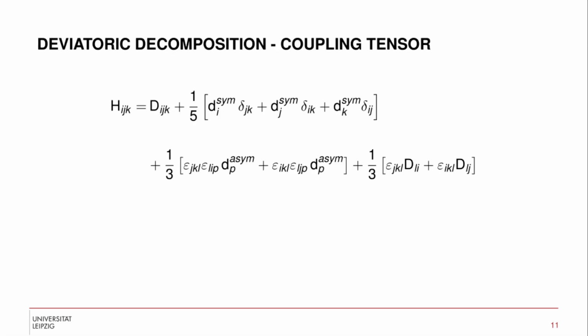And this is what the decomposition looks like for the coupling tensor. We have the asymmetric part with a deviator of second order and a deviator of first order, and we have the symmetric part with a deviator of third order and a deviator of first order. So in total we have 18 independent values.